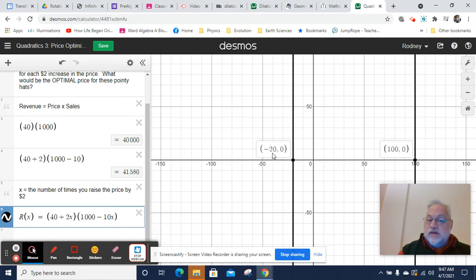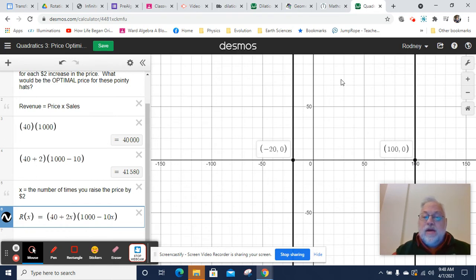So you've made the opposite of price increases. You made 20 price decreases, which means you've done 20 times $2 going down. So you went from $40 to $0. So it makes some sense that you wouldn't make any money because you're selling the hats for nothing. If you're selling the hats for nothing, it doesn't matter how many you're going to sell. Over here, you've made 100 price increases. So you've gone from $40 to $240 because you've raised the price by $2, 100 times. That's raising the price by $200. Your price of your pointy hat is now $240. And at this point, you have zero revenue because you have zero sales. No one wants to buy it.